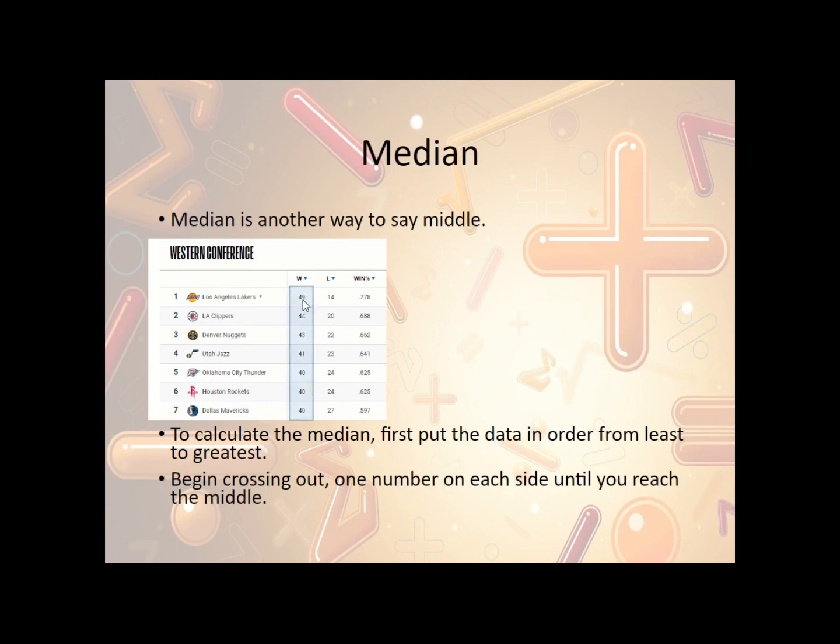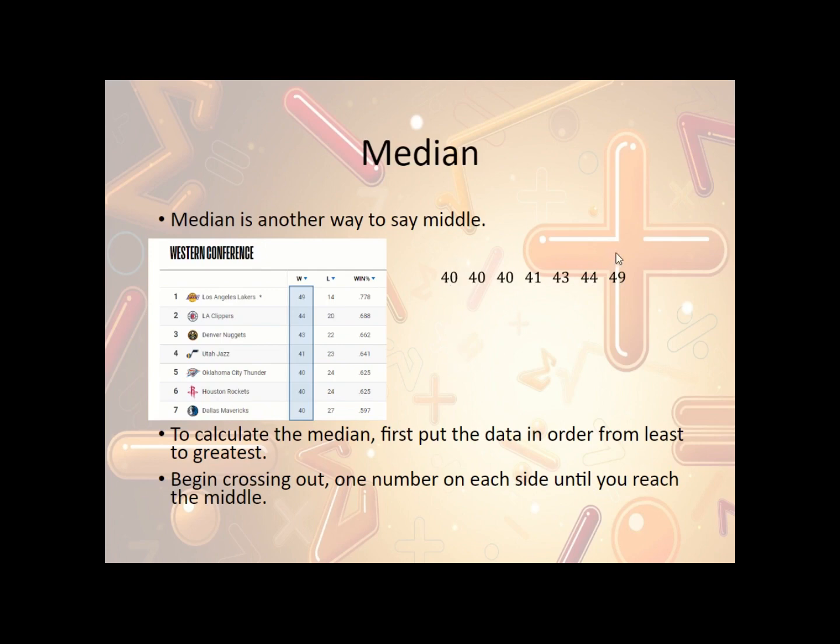So we take our win totals here, and we're going to arrange them from least to greatest. So they're already in order. They're just from greatest to least, so we just flip them. So it goes 40, 40, 40, 41, 43, 44, 49. So we took our numbers and put them in order from least to greatest. Then we start crossing out one on each side.